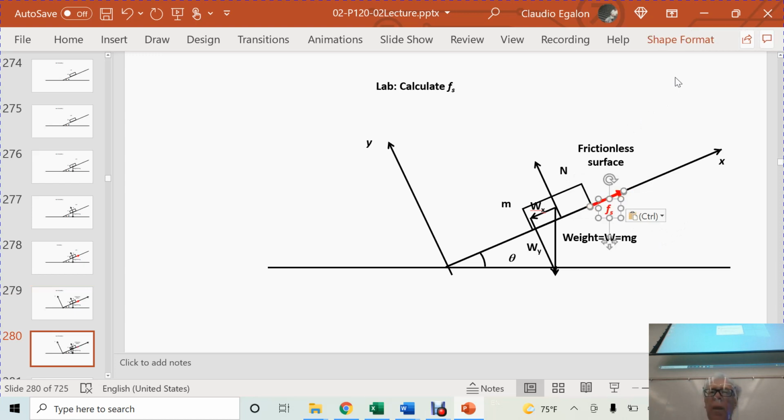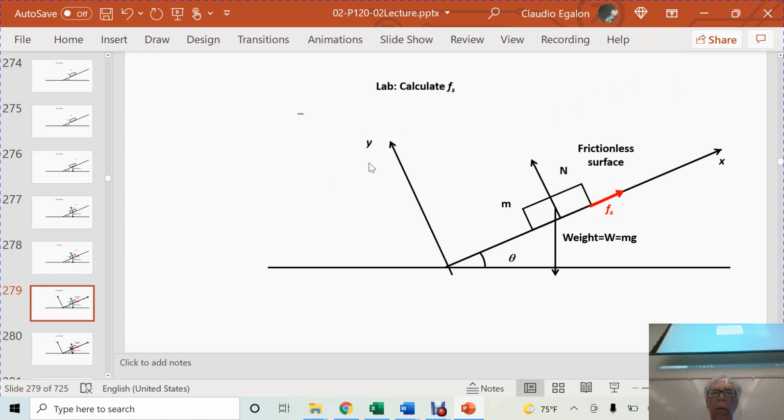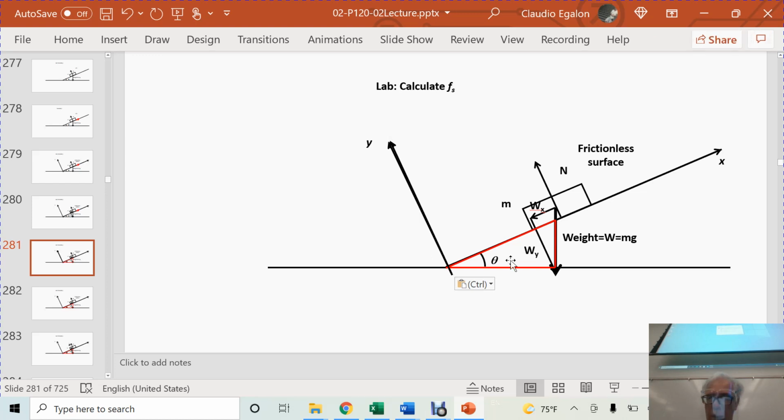Okay. What am I doing here? I'm breaking down the weight in two of its components. So you can identify what are the angles that are involved here. You did a similar problem before, right? Let me finish all the axes here.